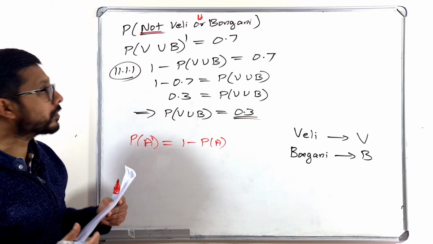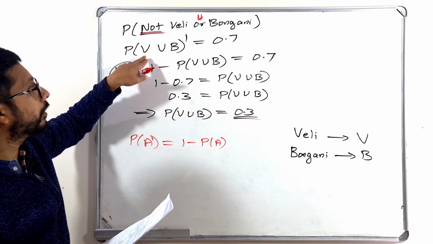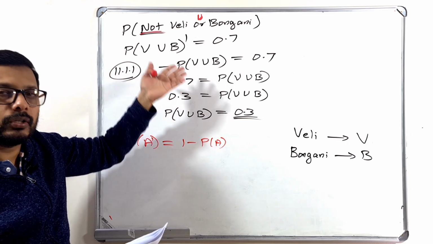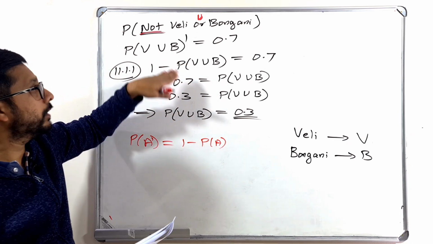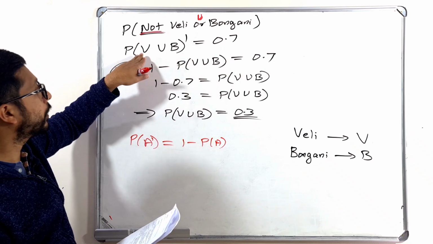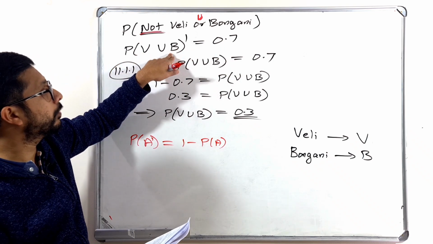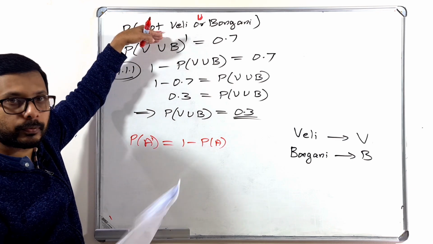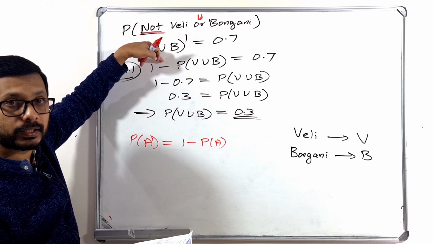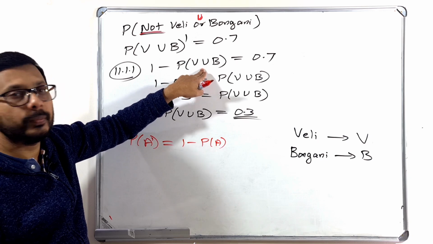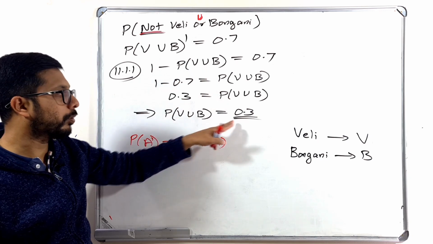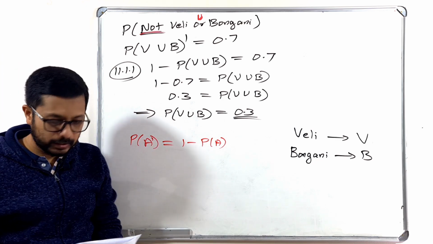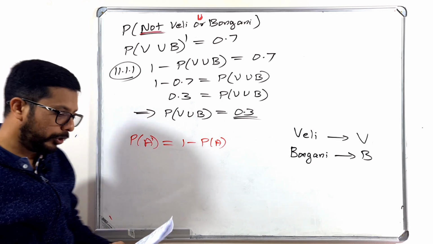So don't be confused. The probability of neither Valley nor Bongani being late is 0.7. That is how we represent the complement of Valley union Bongani. The probability of A complement is 1 minus the probability of A. So like that we can write it, and from there the probability of being late is 0.3. Okay, that is question number 11.1.1. Let's go to question number 11.1.2.